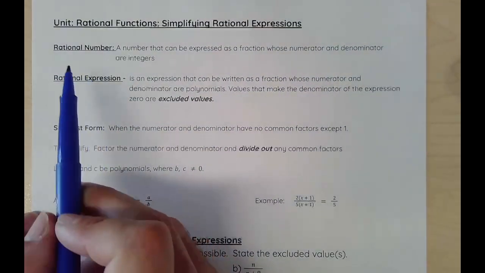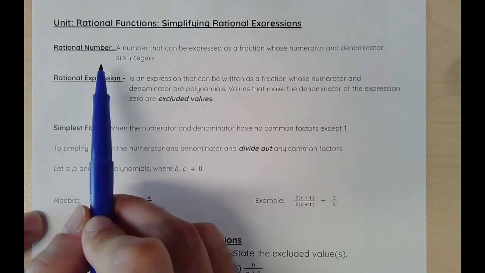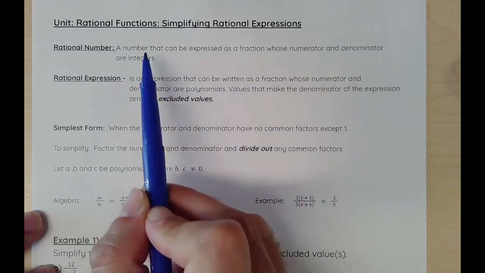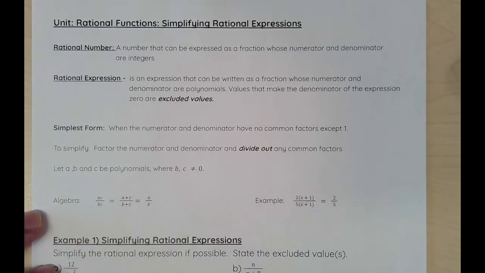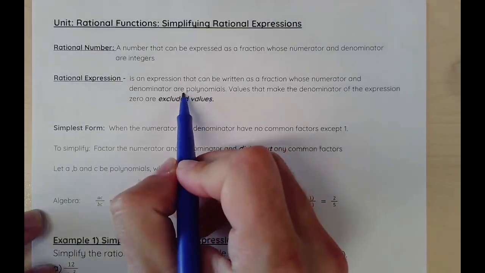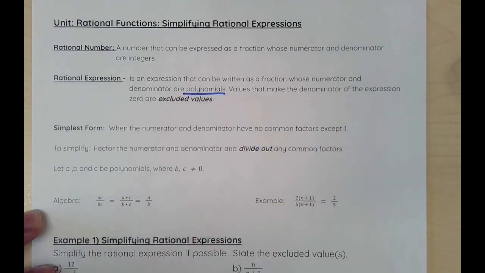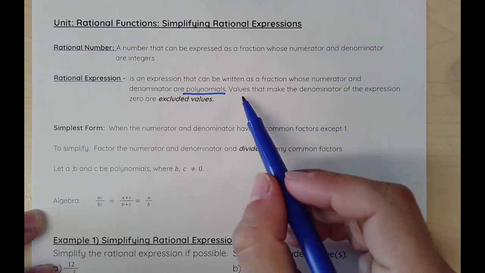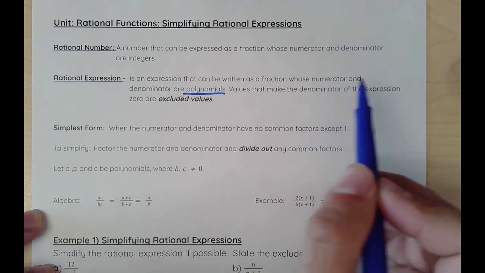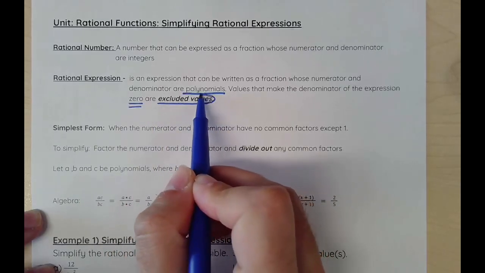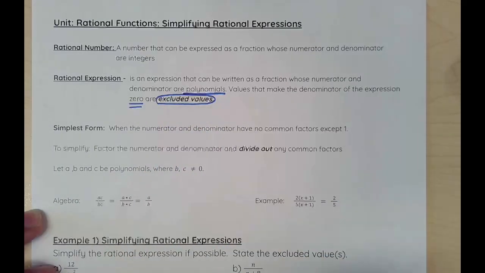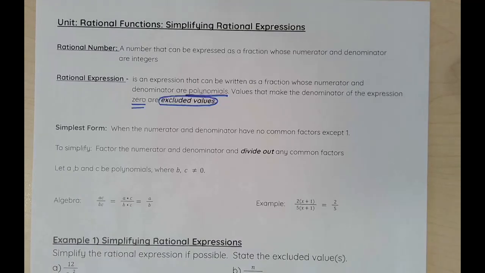If a rational number is a number that can be expressed as a fraction with integers, a rational expression is an expression that can be written as a fraction whose numerator and denominator are polynomials. Something a little different, though, is that values that make the denominator of the expression 0 are excluded values. So we're going to outline these as excluded values and include them in our simplified version.